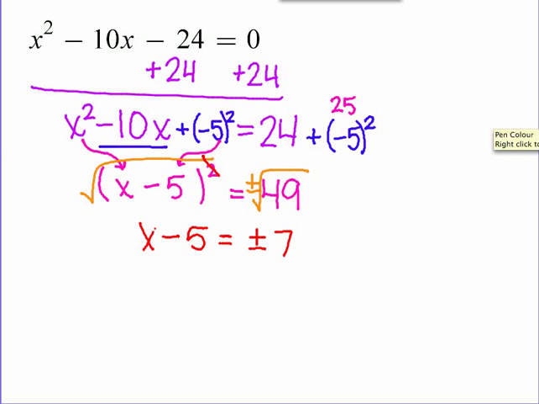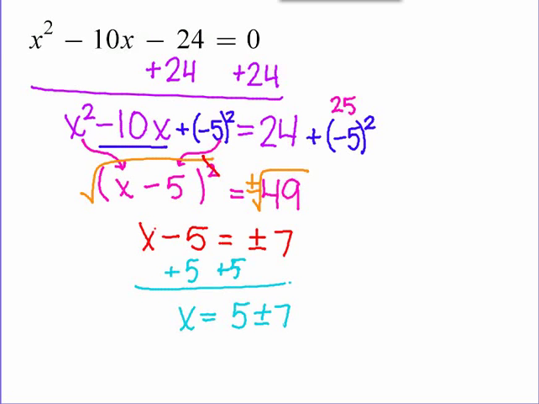So what do I do now? You said +5. You're right. Yes, that's right. So I get x to equal, somebody tell me what the right side's going to look like? 5 plus or minus 7. Excellent. So now I have 5 plus or minus 7. That gives me a solution of 5 plus 7 and 5 minus 7. So my two answers are 12 and -2.